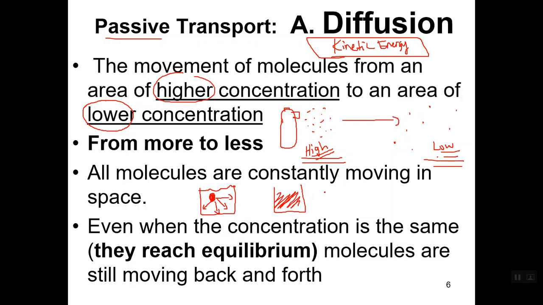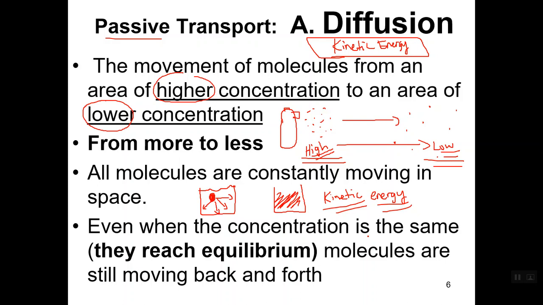And again, this is all simply because of random kinetic energy. That's all diffusion is. It's just movement. It's kinetic energy, the energy of movement. And that's key. This takes absolutely no energy. No energy is required. This happens spontaneously. And you go from a high to a low concentration.